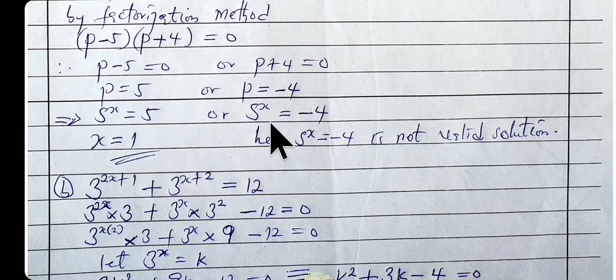Or here, you discover that if p is minus 4, from the initial, p is 5 raised to power x. So 5 raised to power x is going to be minus 4. Here 5 raised to power x equals minus 4 is not a valid solution, because from here you cannot find the unknown, which is x.